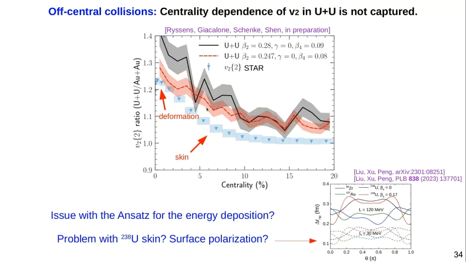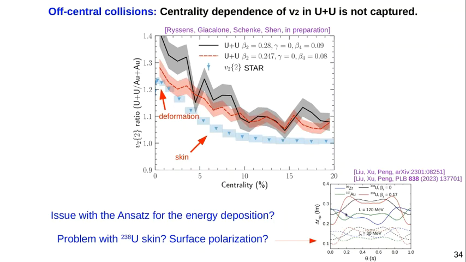In fact, if you look just at individual systems, you can see that it's an issue coming from uranium-uranium collisions. This means that there's something in the centrality dependence of v2 of U+U which is not captured by the hydrodynamic model. So this can be an issue with the IP-Glasma ansatz for the energy deposition, but this, I would say, is maybe unlikely. Otherwise, there could be some issue actually with the skin of 238 uranium. So there were actually some very recent studies showing that the skin of this nucleus in energy density functional calculations is not at all constant across the surface, but depends on the polar angle essentially.